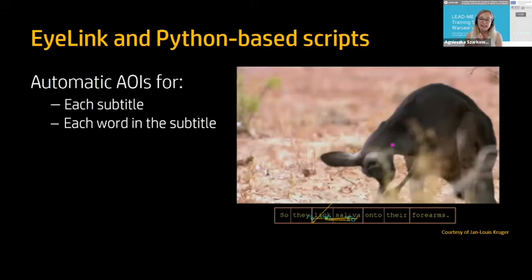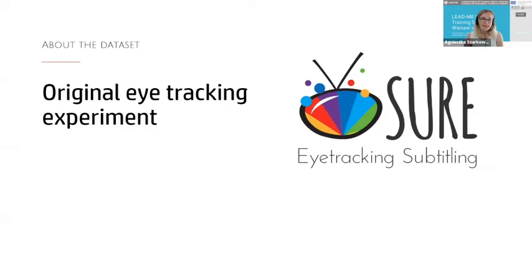Now, what can be done now, and what Jan-Louis has done, and what we are going to do in our new project, is we're going to use iLink. And thanks to the iLink team and some Python-based scripts, we'll be able to get data for every word without having to draw manually anything. So we'll have data on subtitles as well as on every word in the subtitle. All right, then. So that's the context in which we are operating. So you can see the progress that we have made.